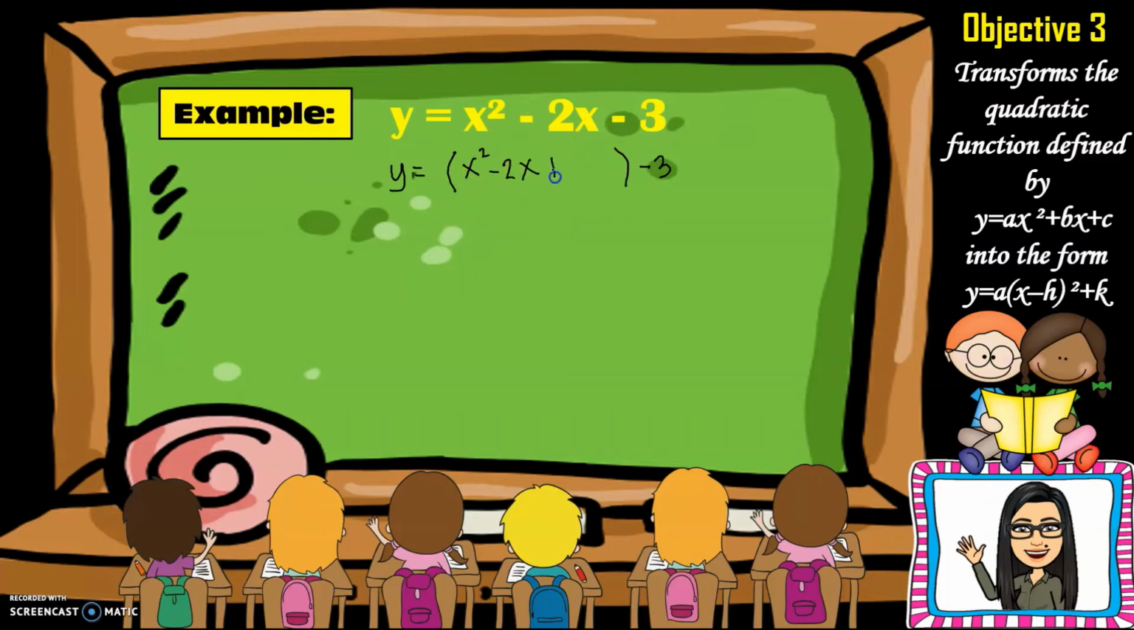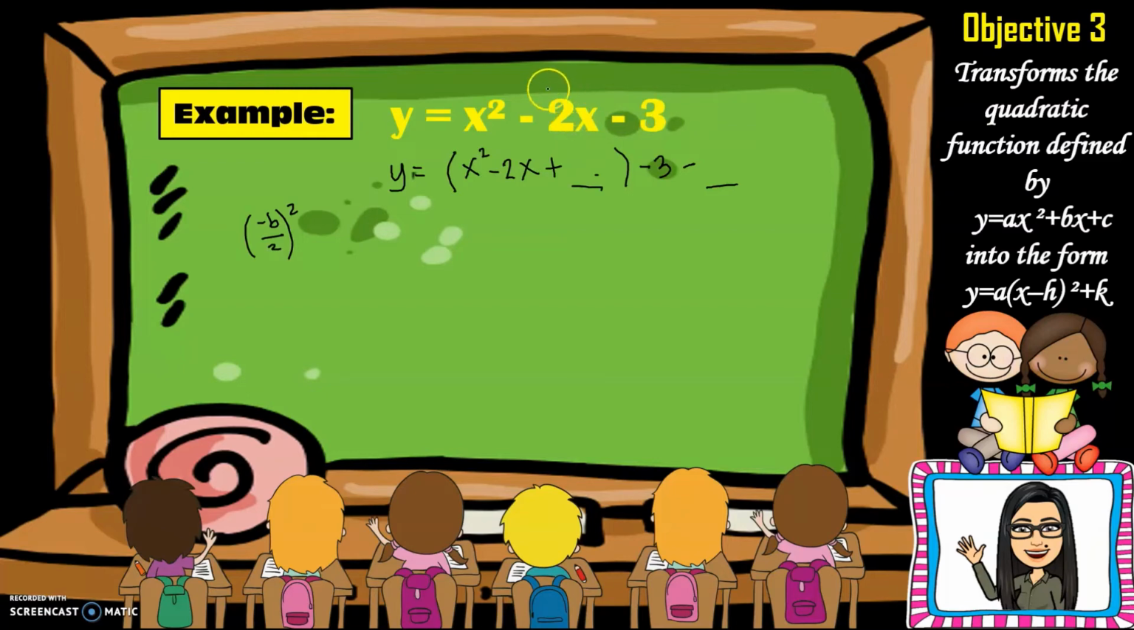How? By adding the value mentioned earlier, the value of negative b over 2 squared. By adding this value here and subtracting it there, in the term outside. So, where will we get the value of b? If you can still remember, this function is in standard form. So, a is the numerical coefficient of the quadratic term, b is the numerical coefficient of the linear term, and c is the constant.